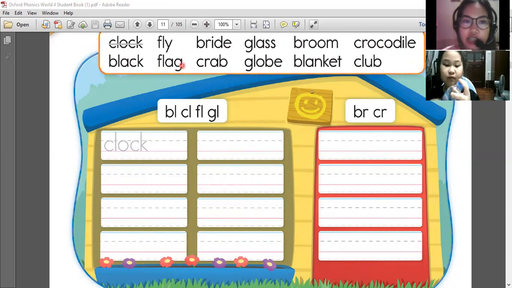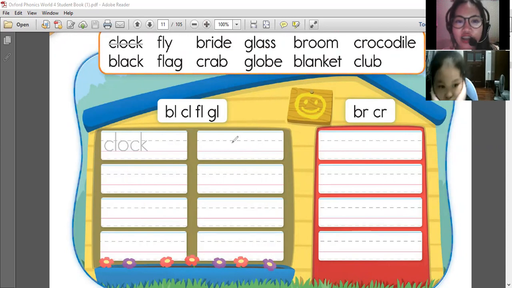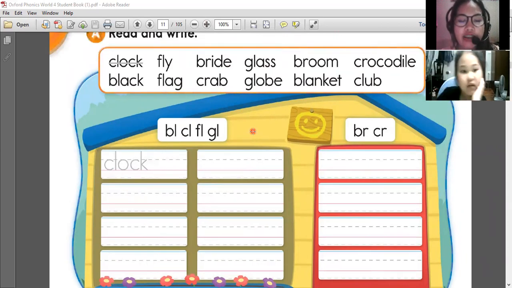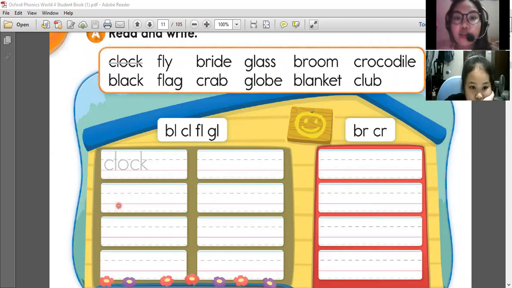Yes, okay? For example, number one, okay, we found the CL sound, the cl. So it's clock, all right? Clock. Yes, clock. Okay, now we find another word, okay? So you say it and then you write, okay? You say it first and then you write it on the board, okay? Correct. Okay, so what should be the next word?